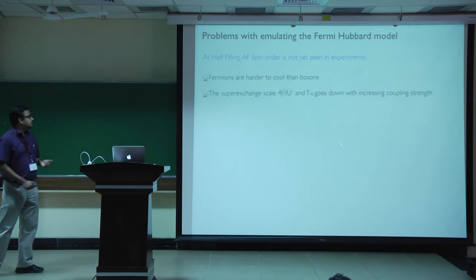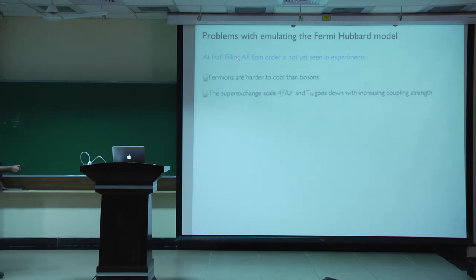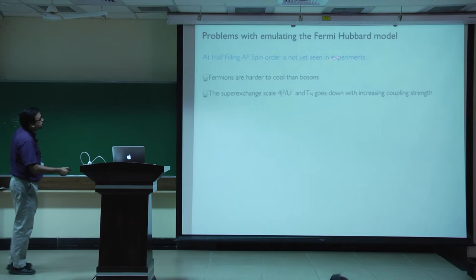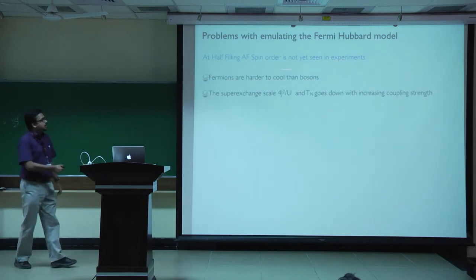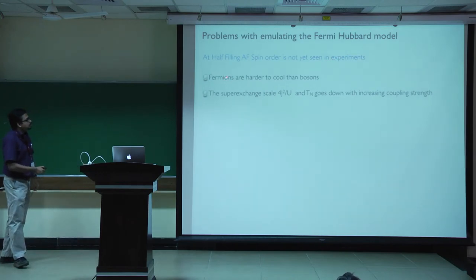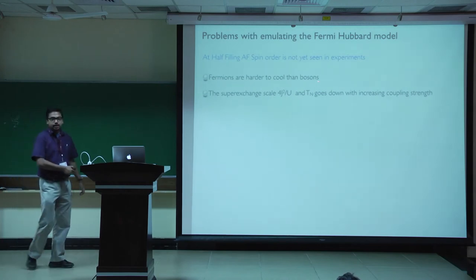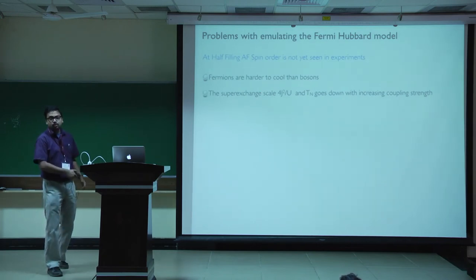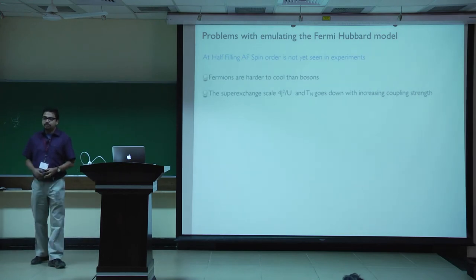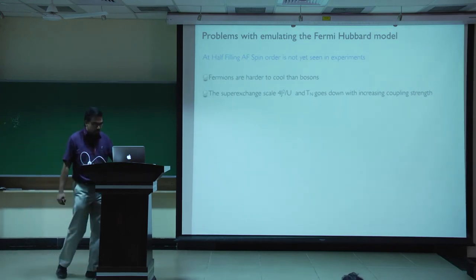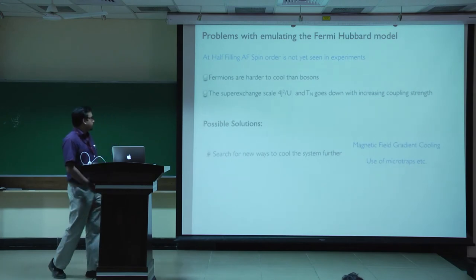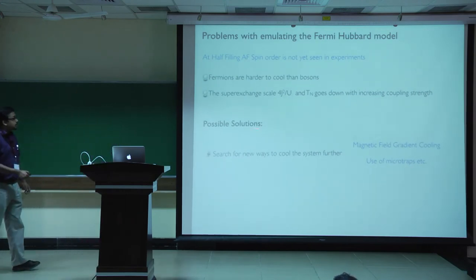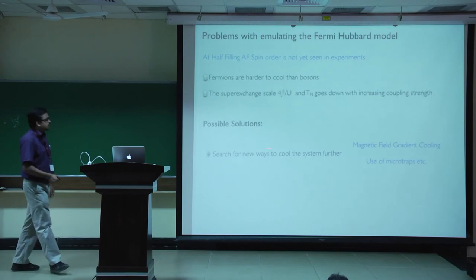That's the interesting part. But the problem is the following, that we are yet to see antiferromagnetic spin order in experiments with cold atoms. So fermions are harder to cool than bosons. That's one obvious point. But there's the other point, which is that the interesting phenomena is happening at a scale 4J²/U. And as you go to stronger and stronger coupling, this scale dies on you. And so you cannot basically go to those temperatures and study antiferromagnetism.